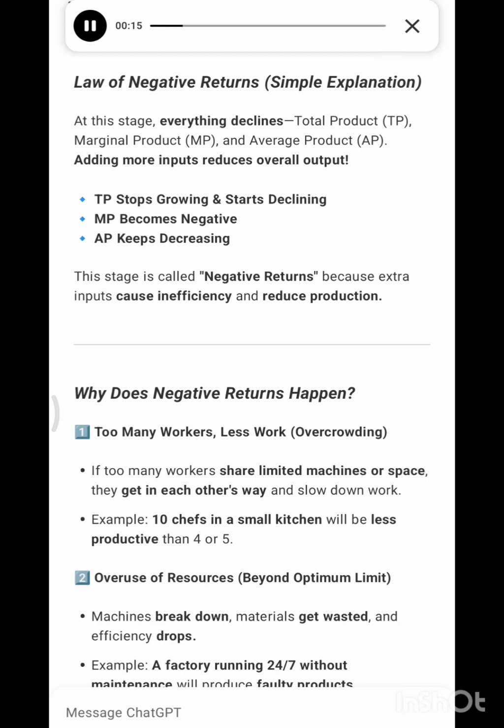TP stops growing and starts declining. MP becomes negative, AP keeps decreasing. This stage is called negative returns because extra inputs cause inefficiency and reduce production.